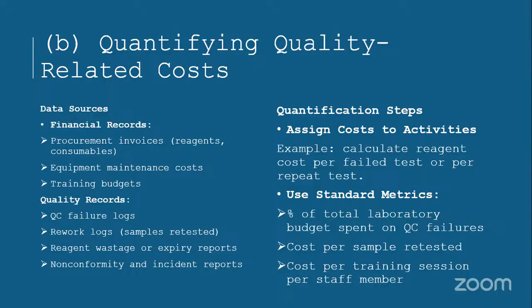Once you have listed all these processes, at least you have a rough idea of how much is attached to each of the processes. Then you move to quantification steps. And in quantification steps, you assign costs to activities. For example, calculate reagent cost per failed test or per repeat test. For example, this is very simple.